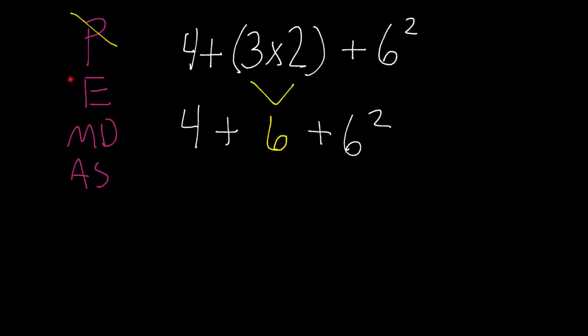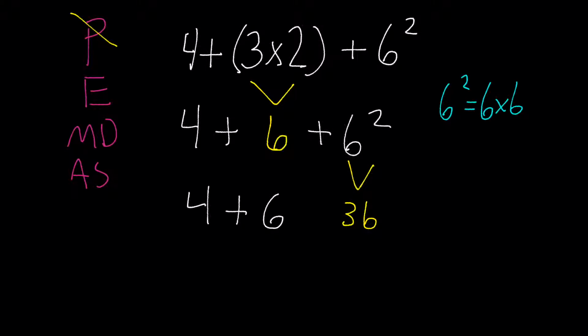Now look at our next step. Do we have any exponents? Yes, we do. We have 6 to the second power. Well, since 6 to the second power is equal to 6 times 6, we can say that 6 to the second power is actually 36. Now we can rewrite what we haven't used yet, and we end up with 4 plus 6 plus 36.